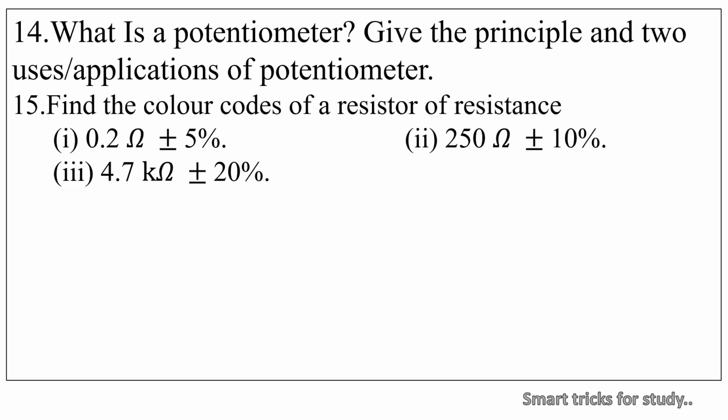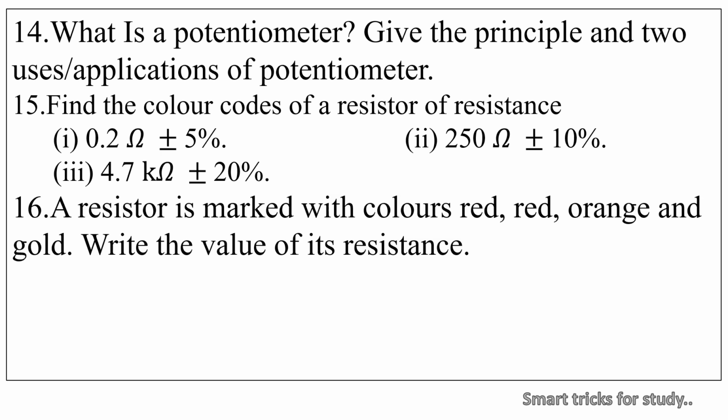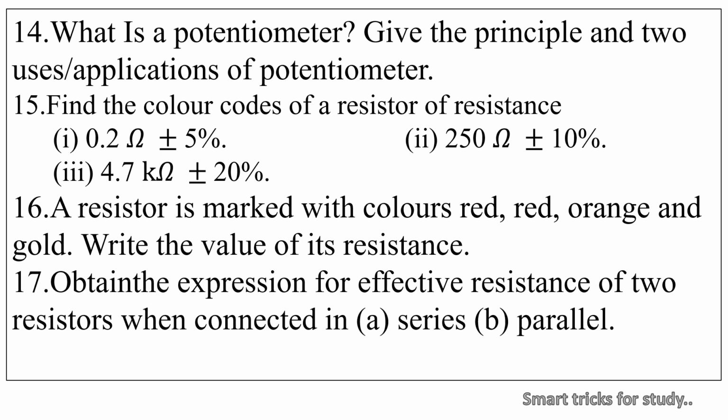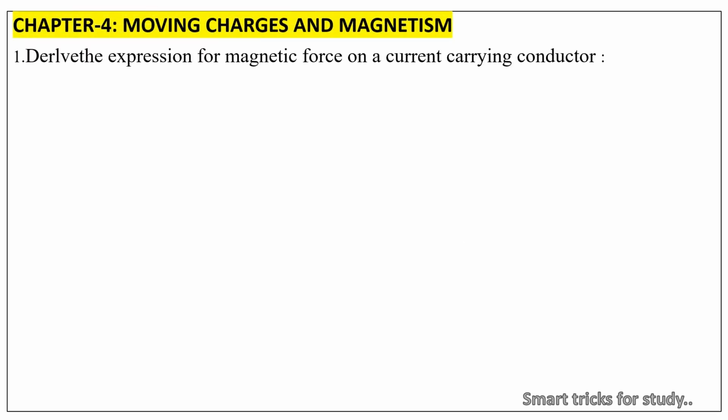15. Find the color codes of a resistor of resistance 1. 0.2 ohm plus or minus 5%. 2. 250 ohm plus or minus 10%. 3. 4.7 kilo ohm plus or minus 20%. 16. A resistor is marked with colors red, orange and gold. Write the value of its resistance. 17. Obtain the expression for effective resistance of 2 resistors when connected in A. Series, B. Parallel.